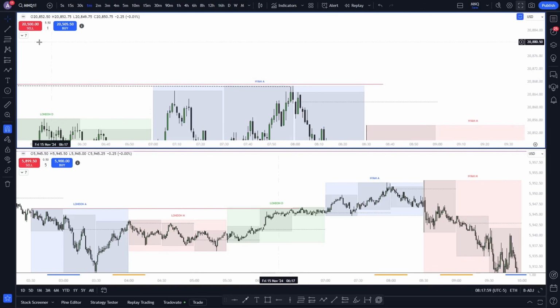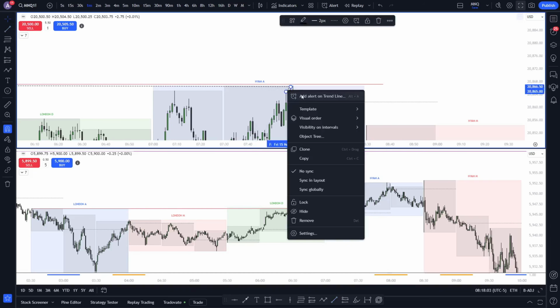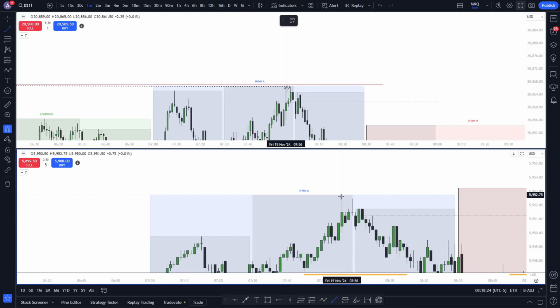Next, we've also got SMT on the highs right here. If you take a look at ES, this high was never taken. However, on NQ, this high was taken. Because this SMT was formed in our macro time, this is a very high probability SMT. This SMT should hold, and it should not get traded above.